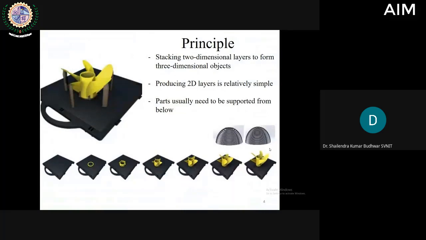So the principle of additive manufacturing is to stack two-dimensional layers to form three-dimensional objects. And you know that producing a 2D layer is relatively simple. You can see in this figure how to fabricate a single layer, then the next layer is stacked on the previous layer, and layer upon layer the final product is manufactured. So it is the technique of fabrication of a 3D object by stacking 2D layers one upon each other.